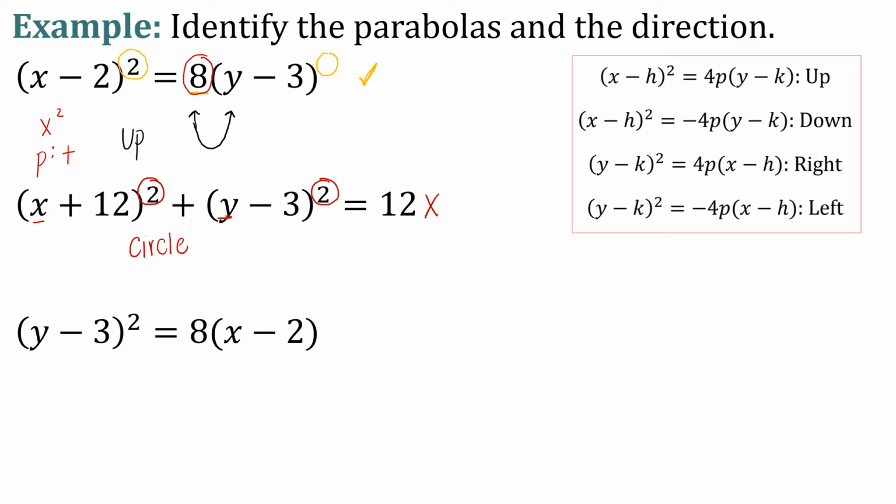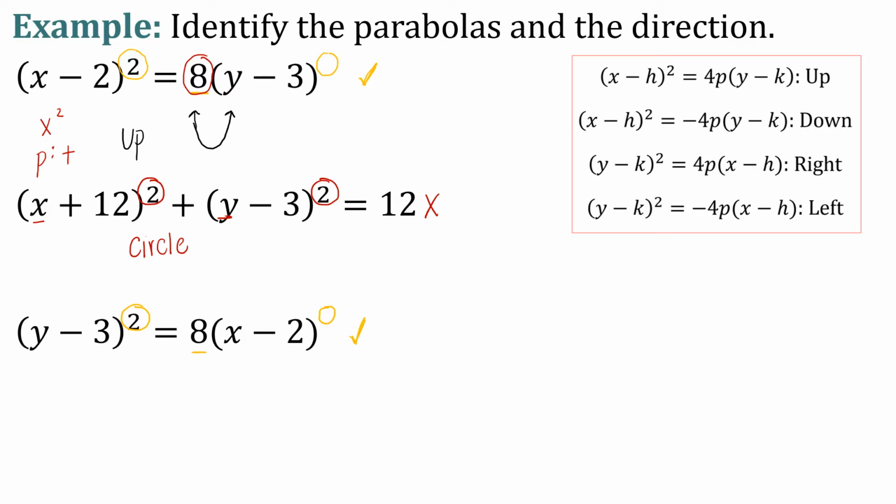All right, our third equation, y minus 3 squared equals 8 times x minus 2. So I have to ask myself, is only either my x or my y squared? I see that y is squared, and I see that x is not squared. And I have my p out here in the front, so yes, this is indeed a parabola.